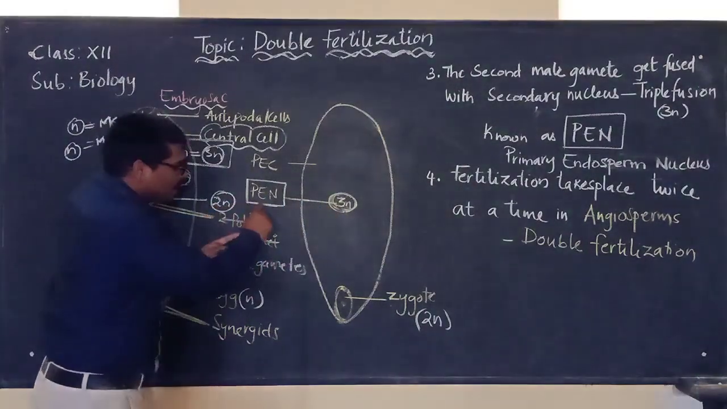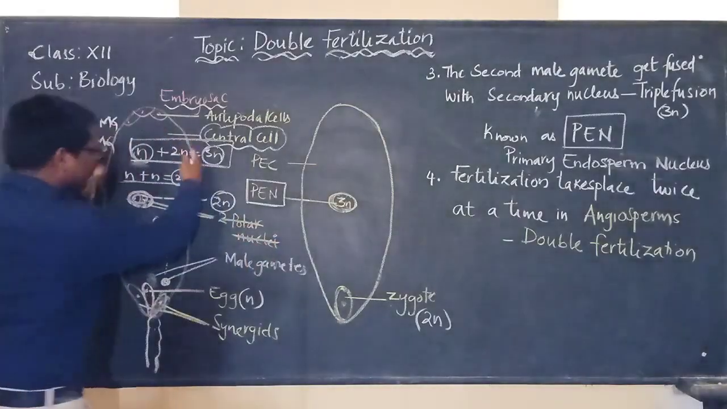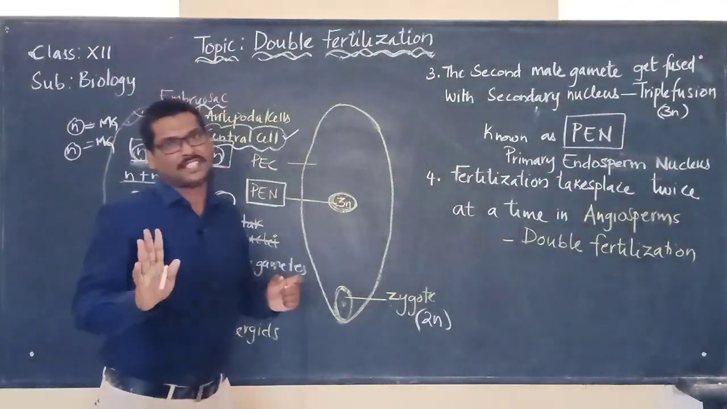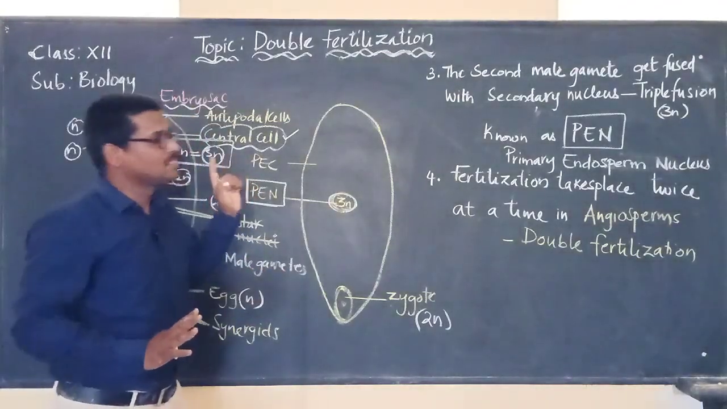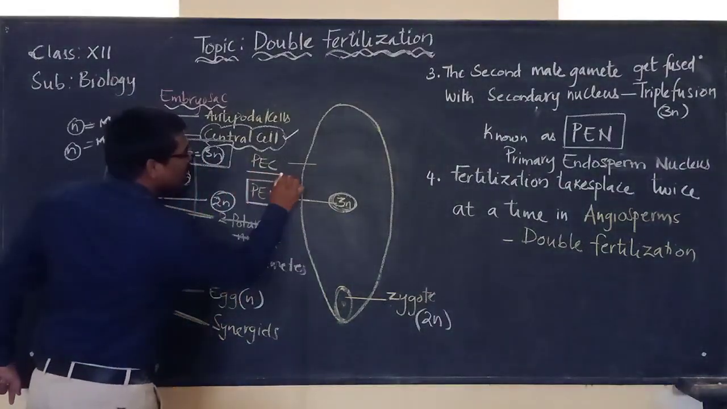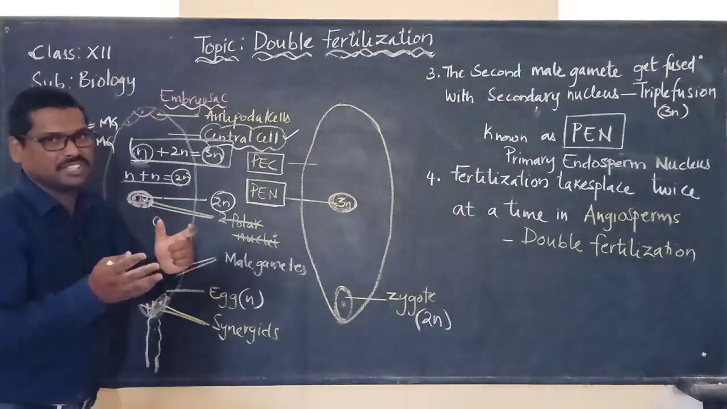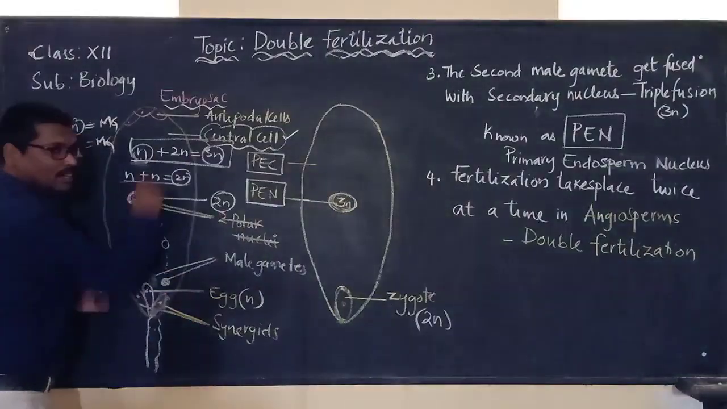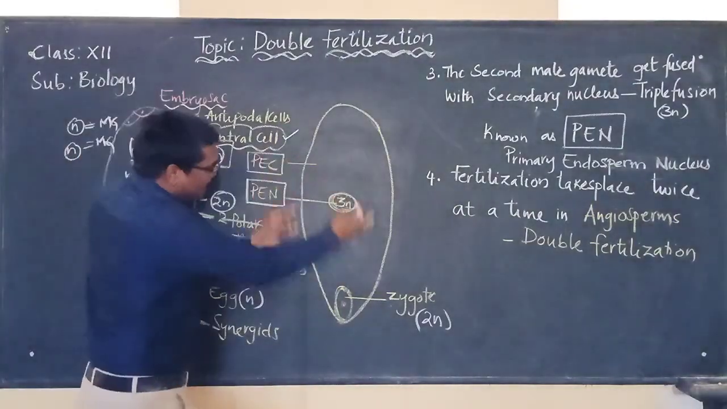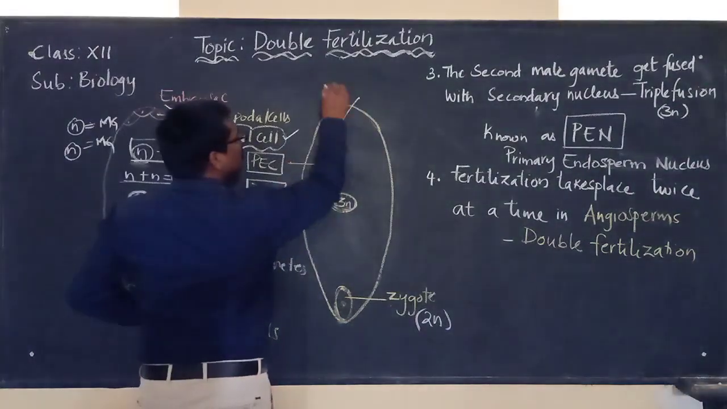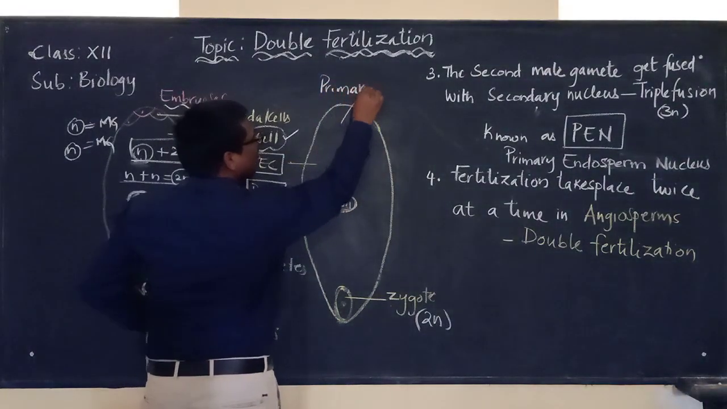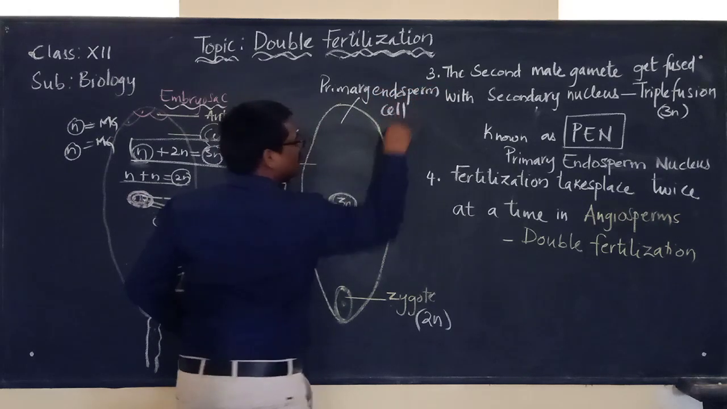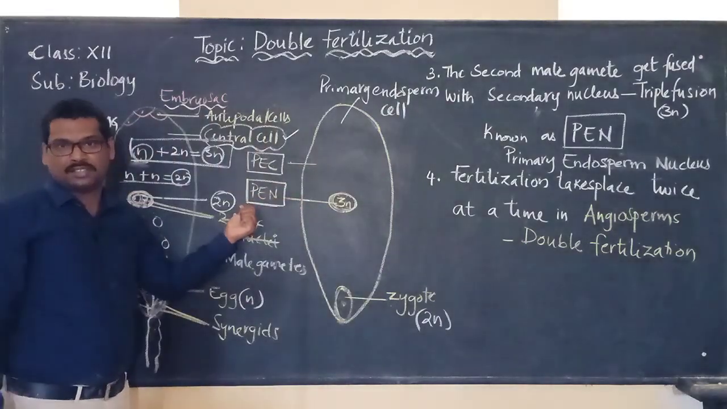Now, once the primary endosperm nucleus is formed, what did we call this? Central cell, we said. Now it is no more called the central cell, but it is called the primary endosperm cell. See how the names are changing. In the beginning, before the triple fusion occurred, we are calling this whole cell the central cell. But once the triple fusion occurs, this cell will be called the primary endosperm cell. Please remember, it is called the primary endosperm cell after the triple fusion.